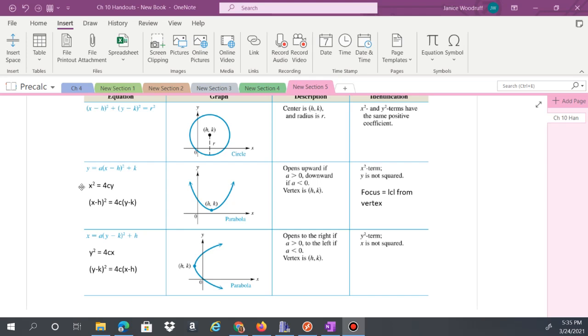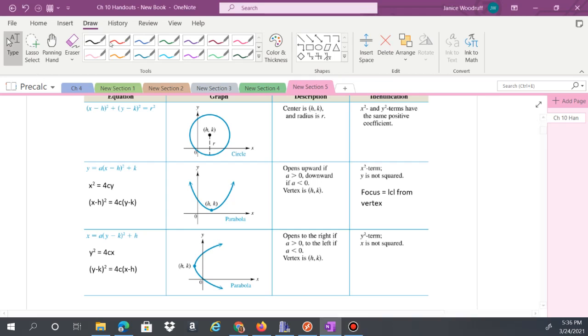The focus is just this point, and we're going to get into it a little bit more, but it's a point that's some distance from the vertex, on the inside of a parabola. So like in these two examples here, if you had a focus, it would be somewhere right here, a little point inside. And then this one maybe right here, inside the parabola across from the vertex.